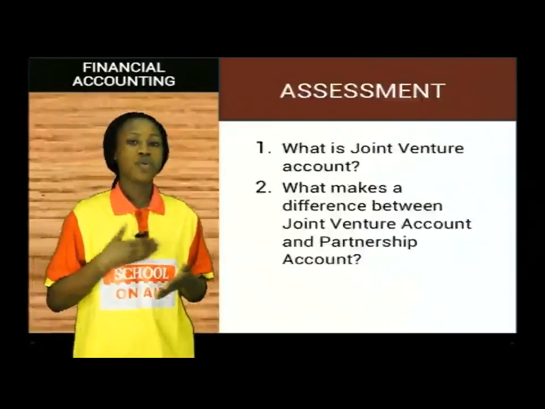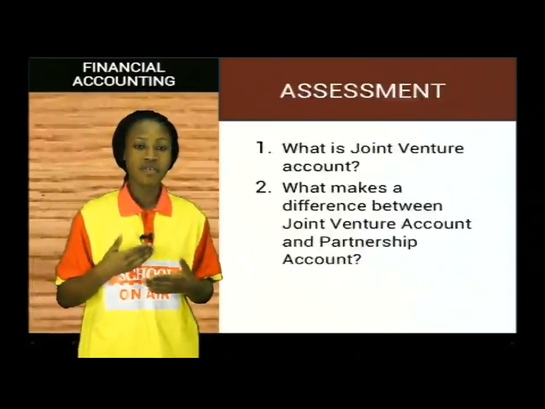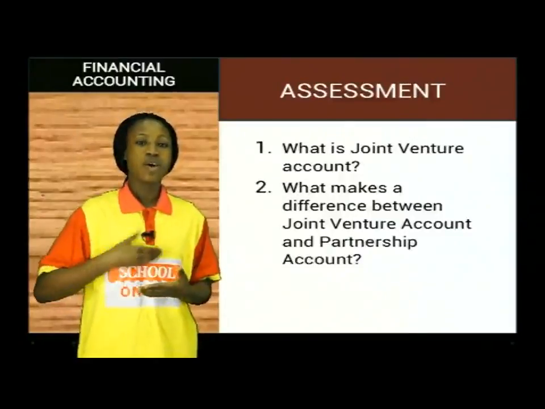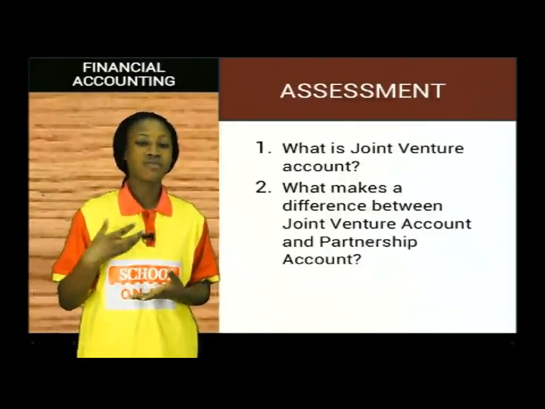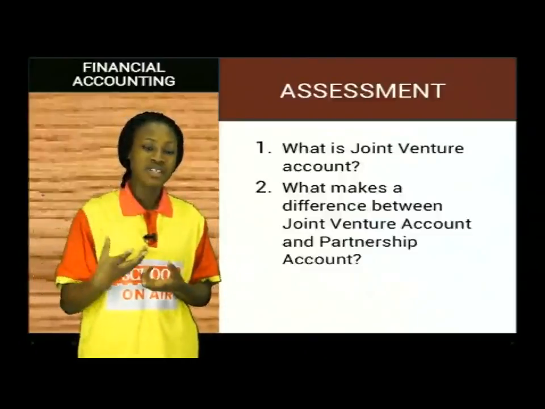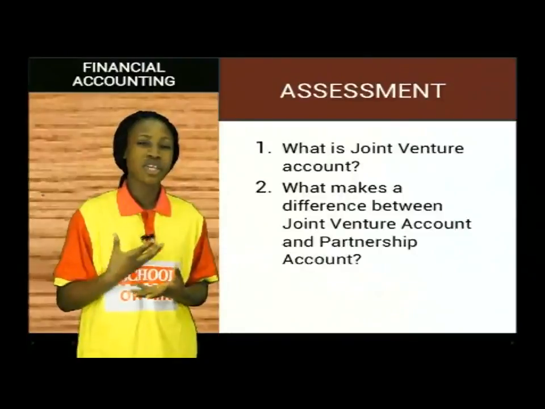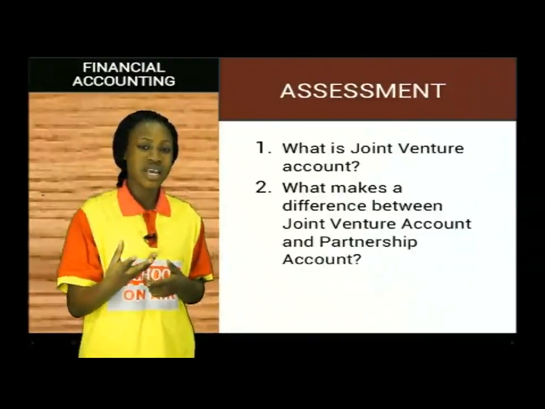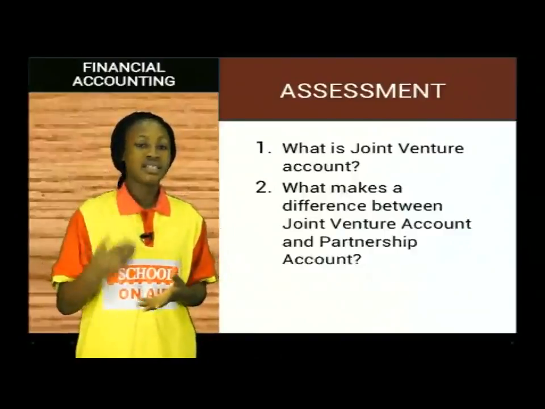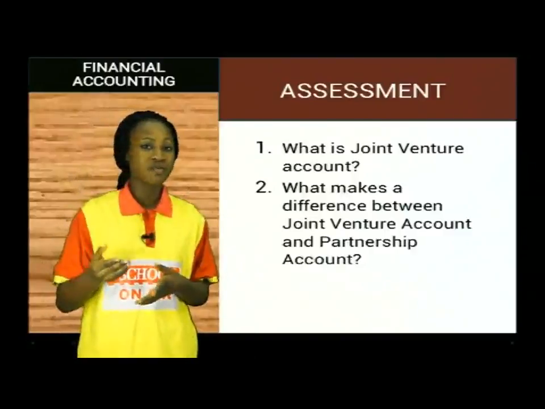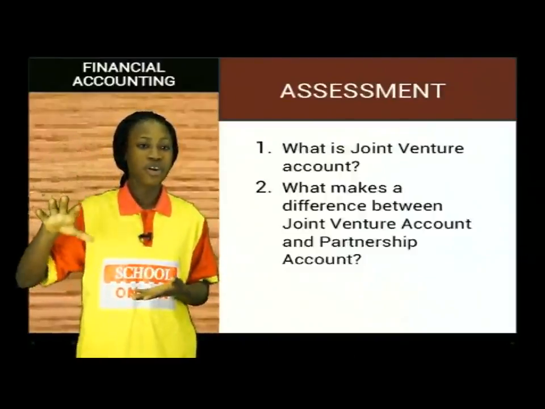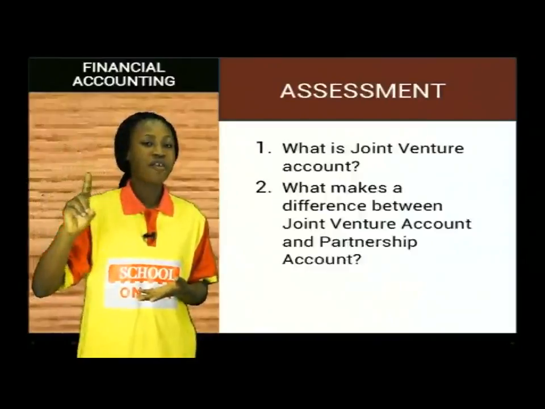I believe you all understand everything we've been talking about in joint venture accounts. I believe by now you should be able to explain joint venture accounts as it is. Joint venture accounts: two or more people coming together to carry out a business in order to make profits. I believe you remember that. Then, what are the characteristics of joint venture? It is not for a long period. It is for a specific period of time.